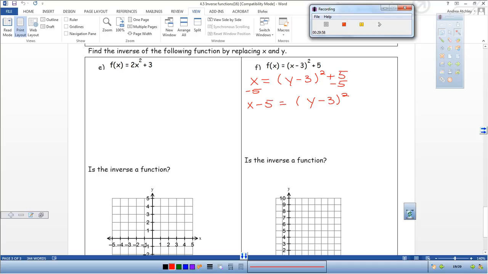Let's see, Vanessa, what should we do after that? Very good. We're going to square root both sides. Okay, if I square root this side, I need that plus or minus in there. This just cancels, the square and the square root cancels, and I get y minus 3. Any questions over that? Then I'm going to add the 3 to both sides.